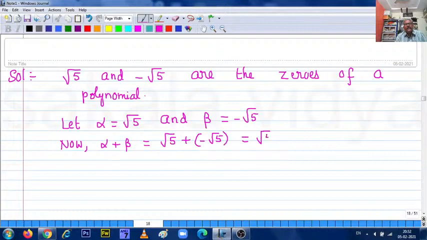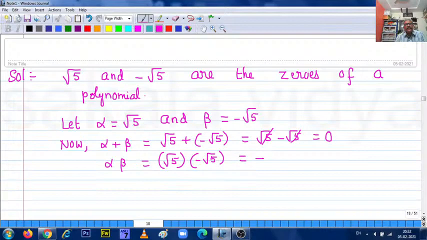Root 5 minus root 5, so root 5 cancels. We have 0. Alpha plus beta is equal to 0. Next, alpha beta. Alpha beta means root 5 multiplied with minus root 5. So 9th class children, 10th class children, observe: plus into minus is minus, root 5 into root 5 is 5. That is minus 5.